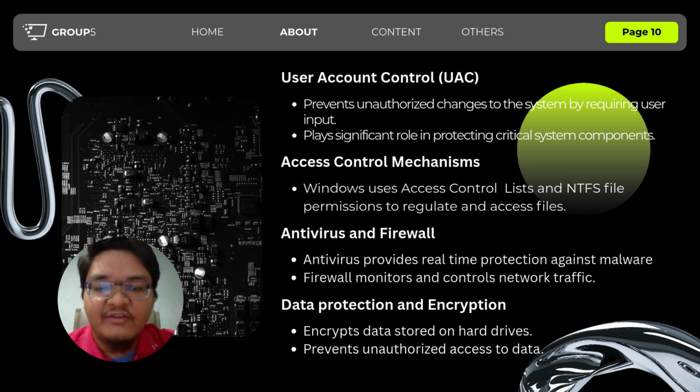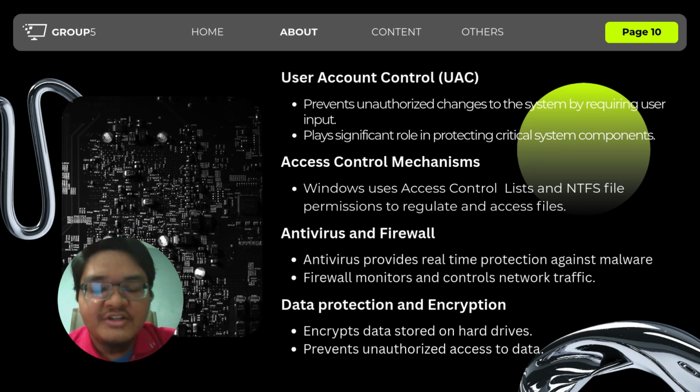On top of that, antivirus and firewalls are also important parts of operating system security. The antivirus provides real-time protection against malware, and the firewall monitors and controls incoming and outgoing network traffic. Together, these help prevent malware from accessing the operating system. Enabling and properly configuring these tools significantly enhances the overall security posture of the Windows operating system.